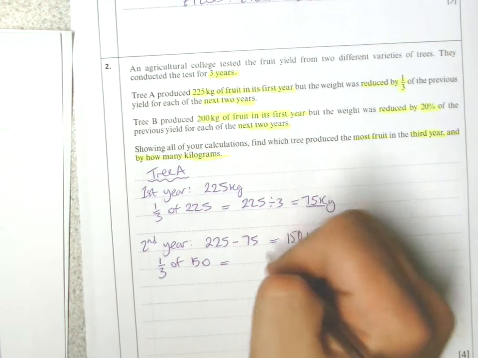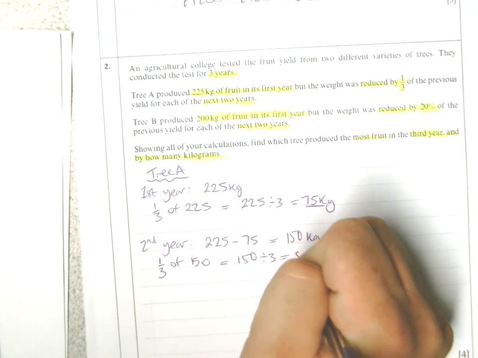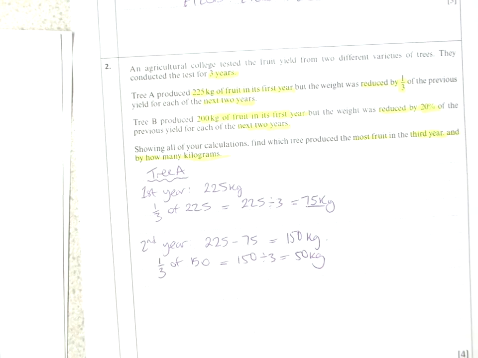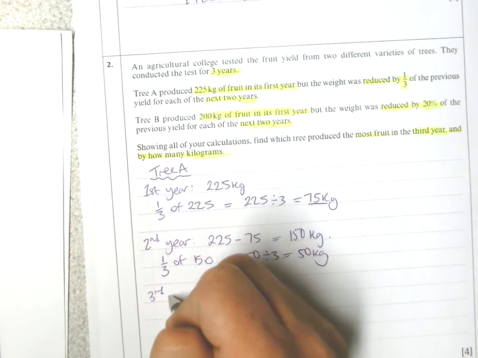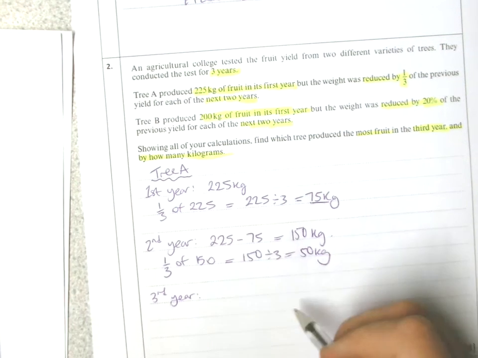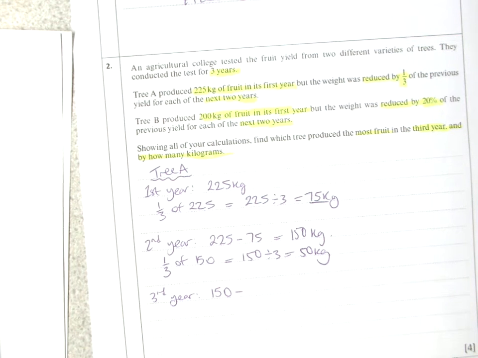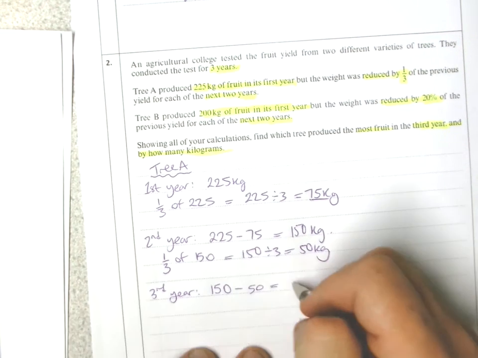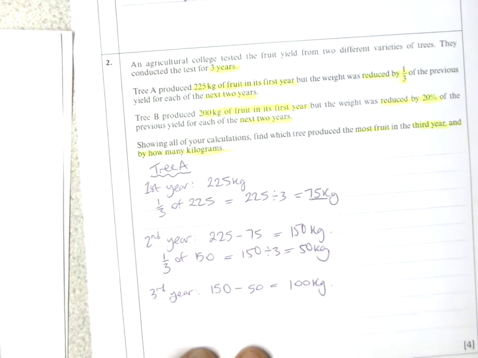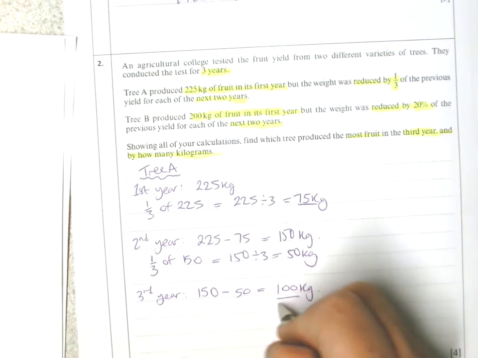So in the third year, it'll be 1/3 less than the second year. We're going to take away 50 from 150, and we get 100 kilograms. So that's your tree A. That's how much is produced in the third year.